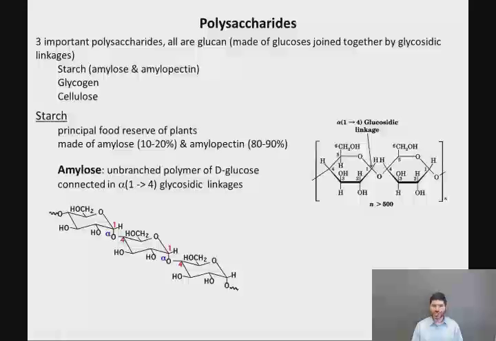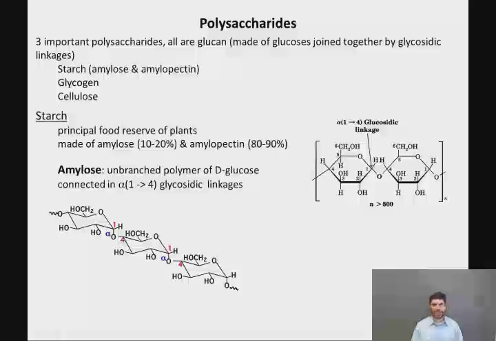There are two views of it here. We've got the Haworth view on the right, which makes it easy to see that from the perspective of the left-hand glucose, the acetal oxygen is pointing down, and the CH2OH coming off of C5 is pointing up, that alpha relationship. You can also see it in the cyclohexane chair conformations shown below.